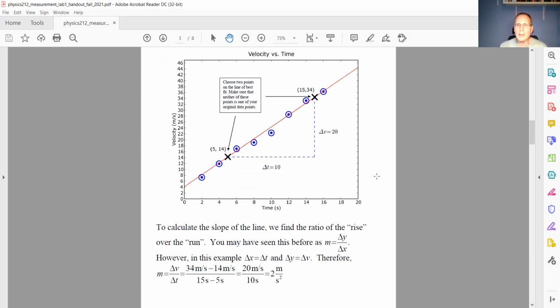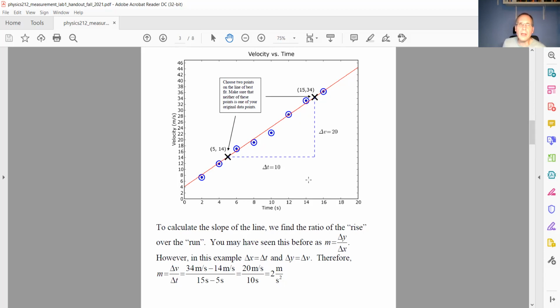But let's say you were asked to do a graph by hand and you're asked to calculate the slope of the line of best fit. So here's an example. Let's say I'm plotting velocity, which is in meters per second, versus time in seconds. So the blue data points are my data. It's pretty linear, right? So I'm going to do a line of best fit. So the red line is a least squares fit through all that data. And now I want to calculate the slope of that line.